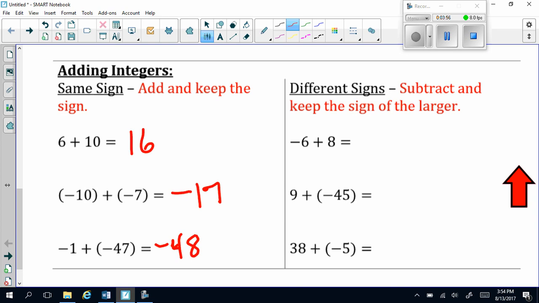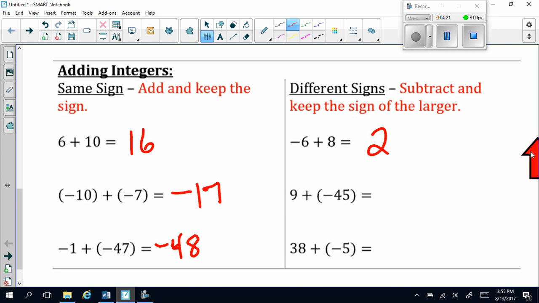Now, if your signs are different, like in the case here, -6 plus 8, negative, positive, I'm going to subtract. When I say I'm going to subtract, I mean I'm going to take the bigger number, the 8, and subtract the 6, so 8 minus 6 is 2. The 8 is larger, and it's positive, so this stays positive.